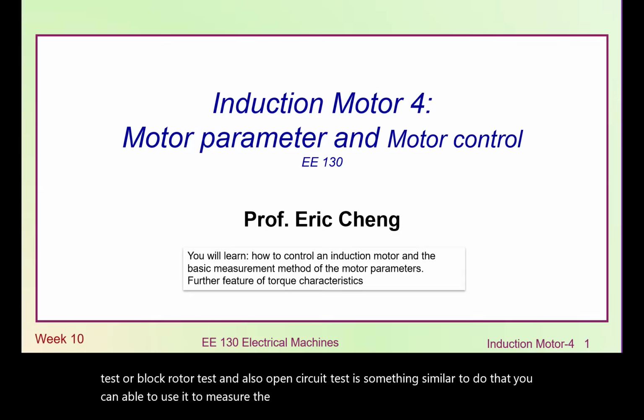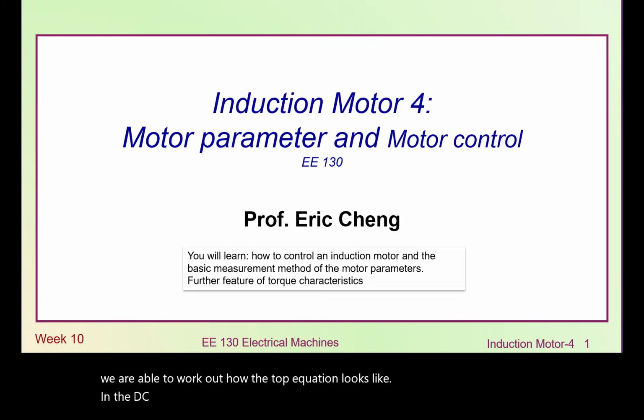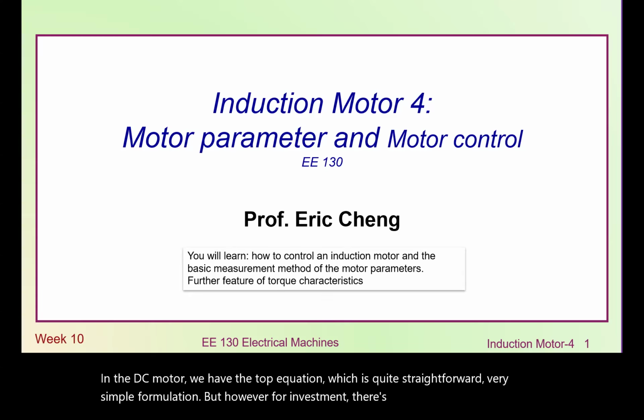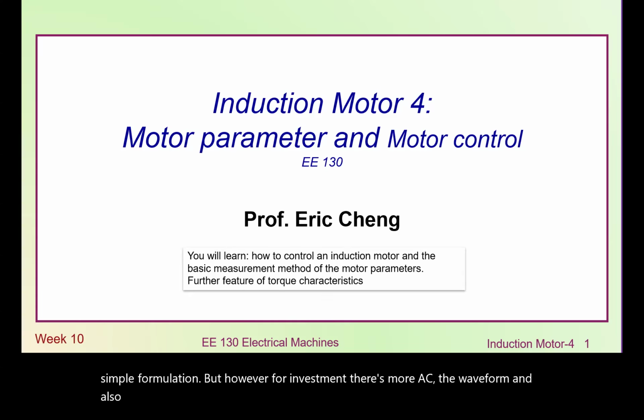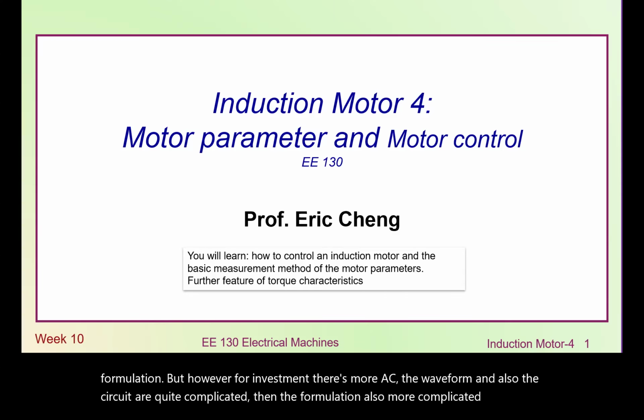From the torque and speed characteristic, we are able to work out how the torque equation looks like. In the DC motor, we have the torque equation, which is quite straightforward, a very simple formulation. However, for the induction motor, that's more AC, the waveform and also the circuit are quite complicated, so the formulation is also more complicated, but we're going to show you how it looks like.